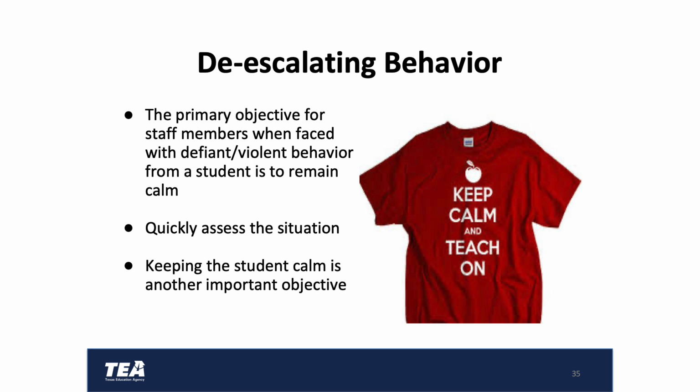So the main objective that we all should remember when faced with a defiant or violent student's behavior is to remain calm, or at least outwardly. And then try to help that student remain calm as well. Quickly assess the situation and determine whether or not de-escalation is even possible, or if we need to call for immediate assistance.